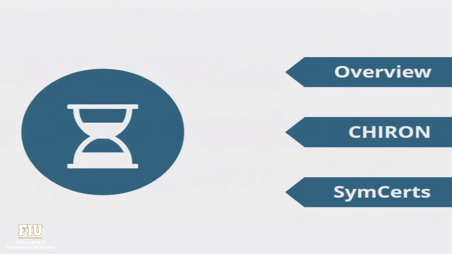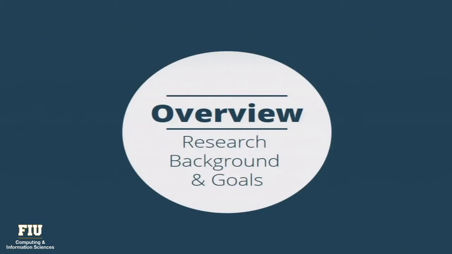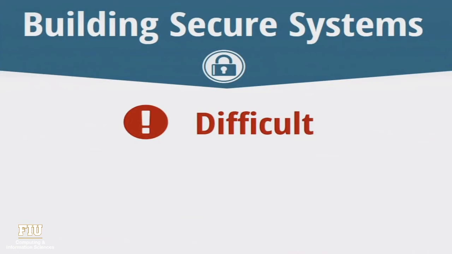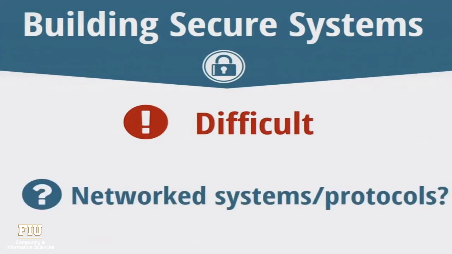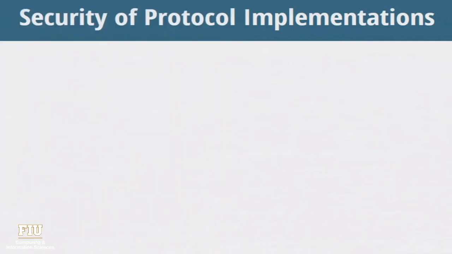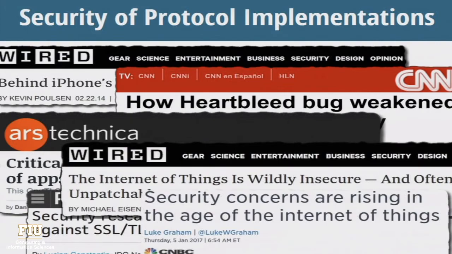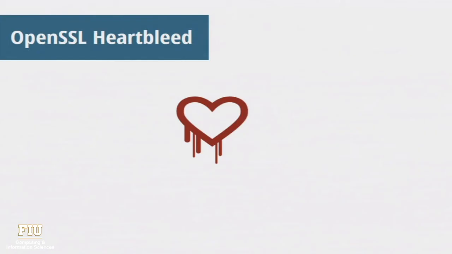Okay, so let's start. We all know building secure systems is difficult, right? And it even applies to network systems or protocols, right? And as a result, we have seen every now and then reports of bugs and vulnerabilities in the news, right? Let's see one of these bugs. I'm sure you have heard about this OpenSSL Heartbleed, right?